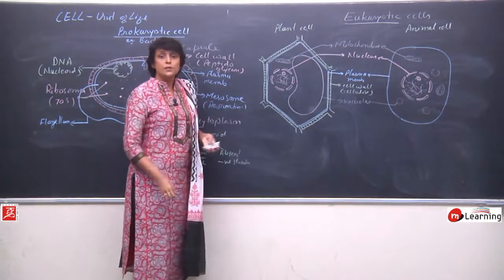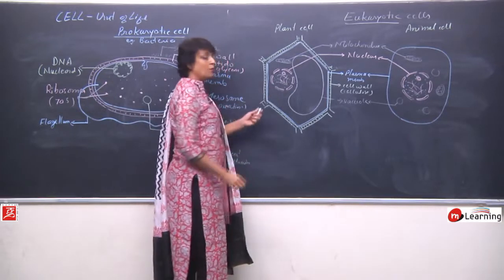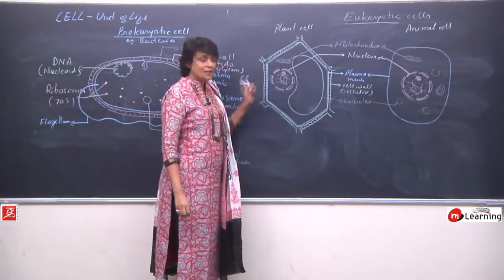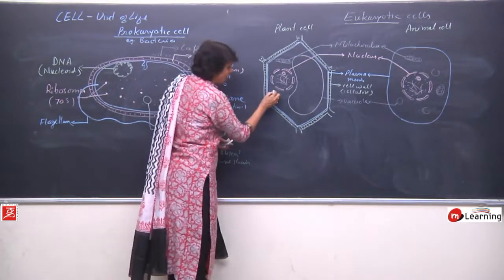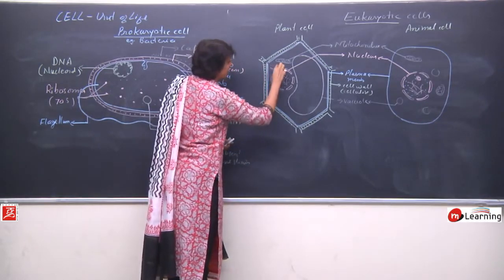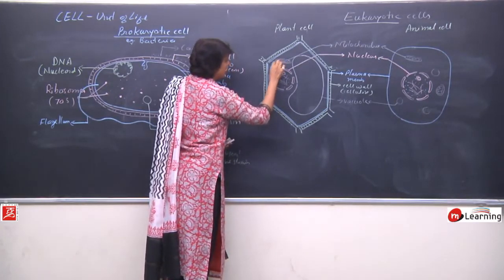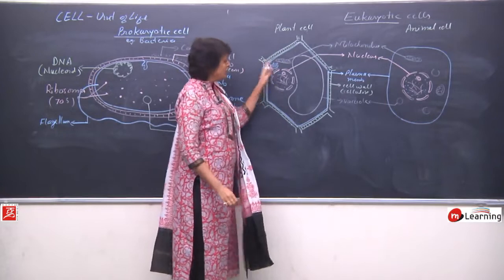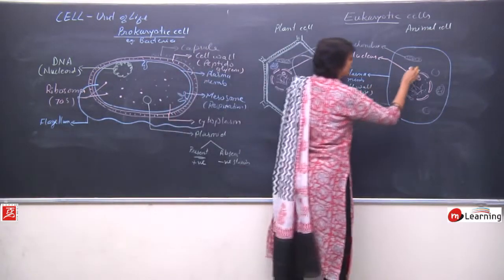Another important structure is Golgi complex. In case of plants, those Golgi bodies or Golgi complex is known as dictyosome, and it can be slightly away from the nucleus also. The number can be more than one Golgi complex can be there.